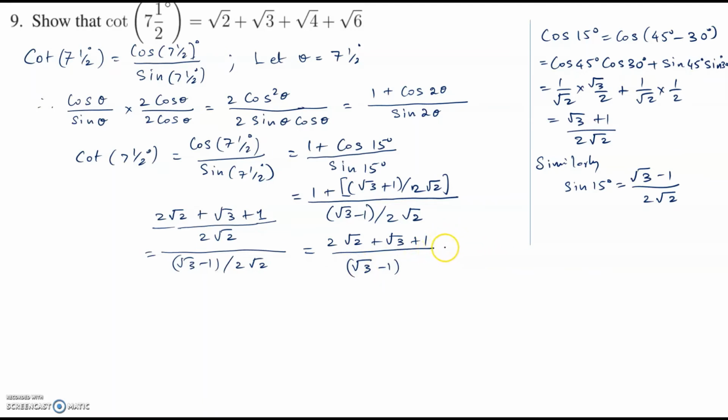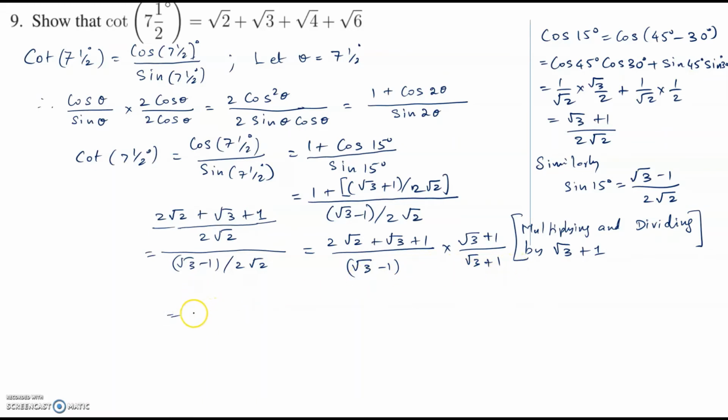Now let us multiply the numerator and denominator by root 3 plus 1. So this is multiplying and dividing by root 3 plus 1. Okay, so now your denominator will become a minus b into a plus b, so it is a squared minus b squared. So root 3 squared is 3, 3 minus 1. And your numerator will now become 2 root 2 plus root 3 plus 1 multiplied by root 3 plus 1.